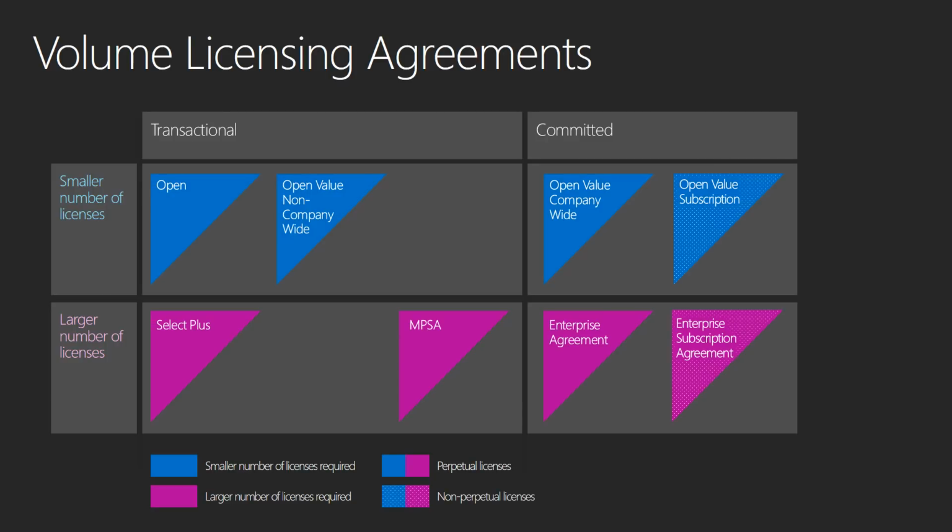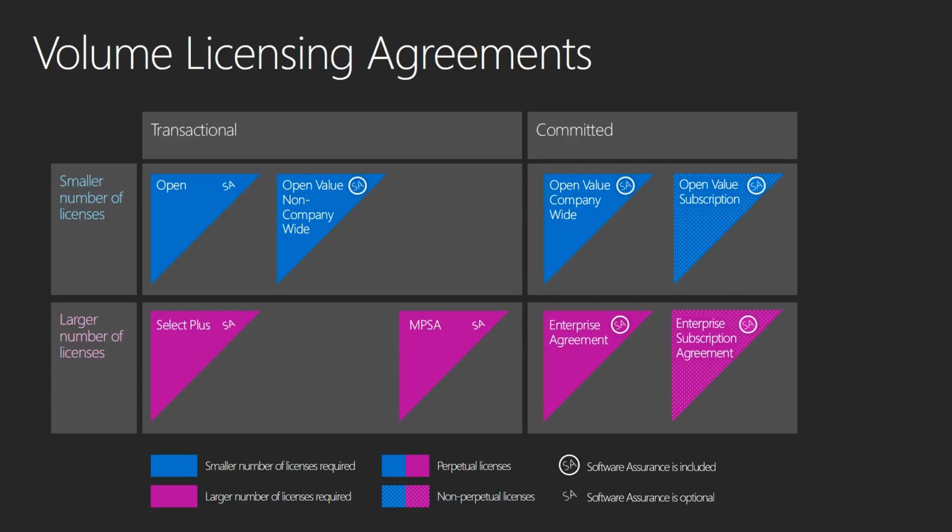Another factor is that these programs with the little SA in a circle include SA, that's Software Assurance. We'll talk more about Software Assurance later, but suffice it to say at this stage that it's a range of extra benefits, hence the word value in Open Value. The 3 Open Value agreements all include those extra benefits in SA. Be aware that with Open, Select Plus and MPSA on the left hand side of my diagram here, SA is an optional extra purchase rather than just being included automatically as it is with the others.